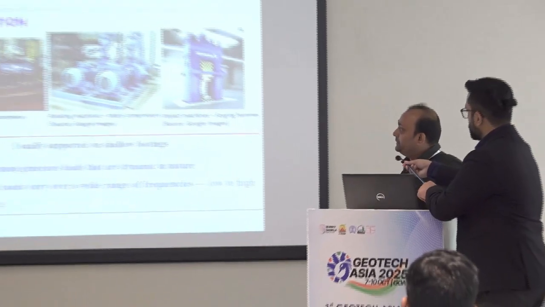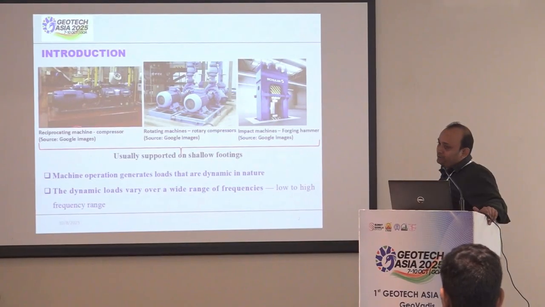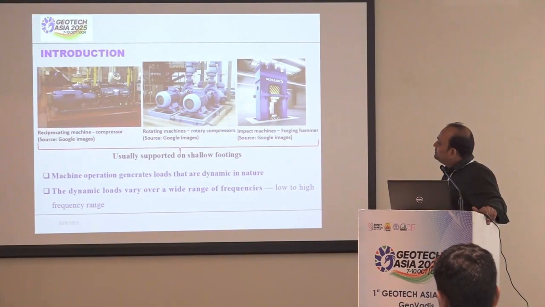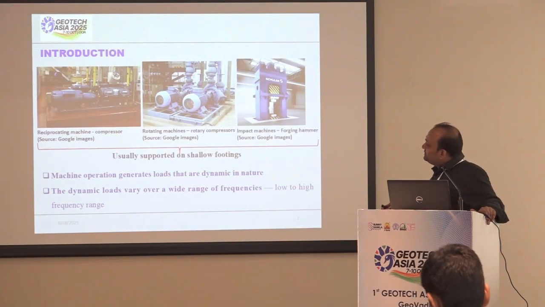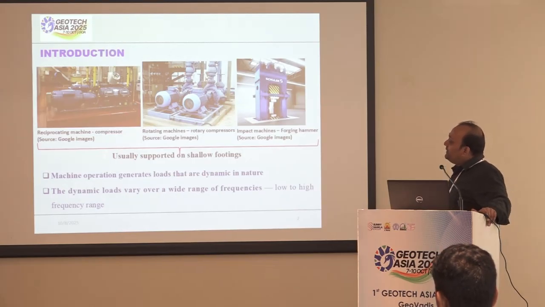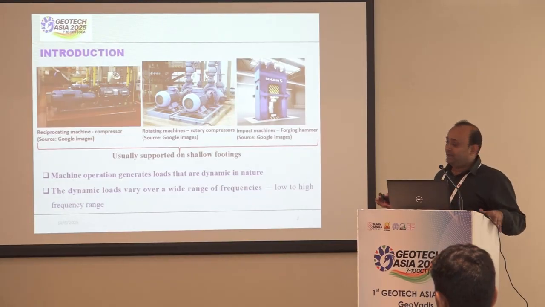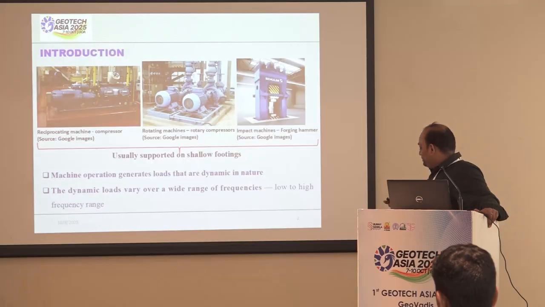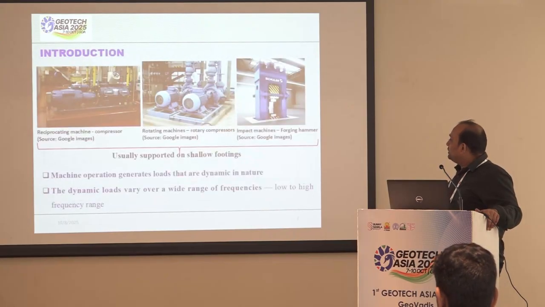So when is this problem necessary? You see that you have a compressor over here, which is basically a reciprocating machine. You have a rotary machine, which is a rotary compressor, and you have an impact machine, which is a forging hammer. All these kinds of machines need a footing or a foundation to rest on, and when these machines operate, they generate dynamic loads. These dynamic loads have a wide range of frequencies varying from low to high. So this particular problem that we are going to solve is basically for this set of applications.